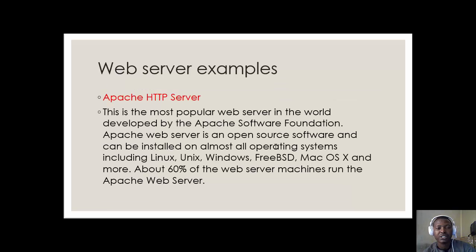Number one is Apache, which is an HTTP server. The most popular web server in the world is developed by Apache Software Foundation and is open source. It means that you can access it without payment, and it can be installed on almost all operating systems, including Linux, Unix, Windows, and in Windows we have it as XAMPP.